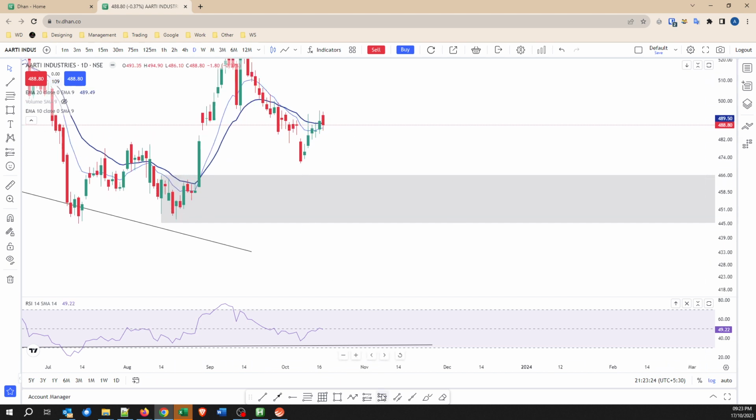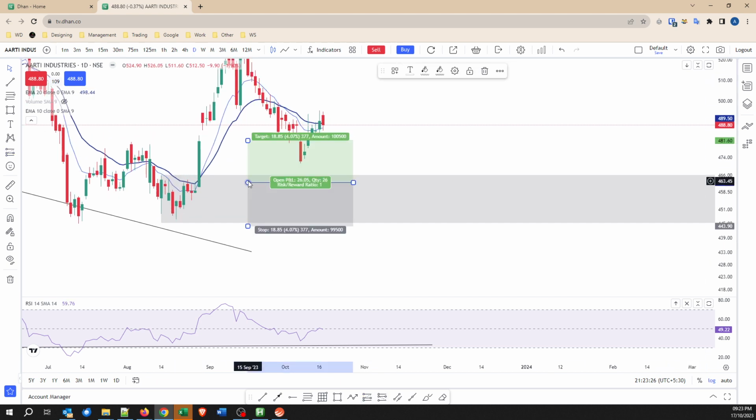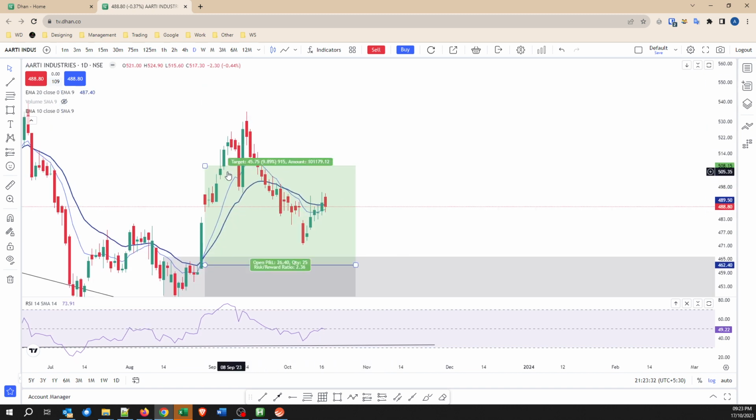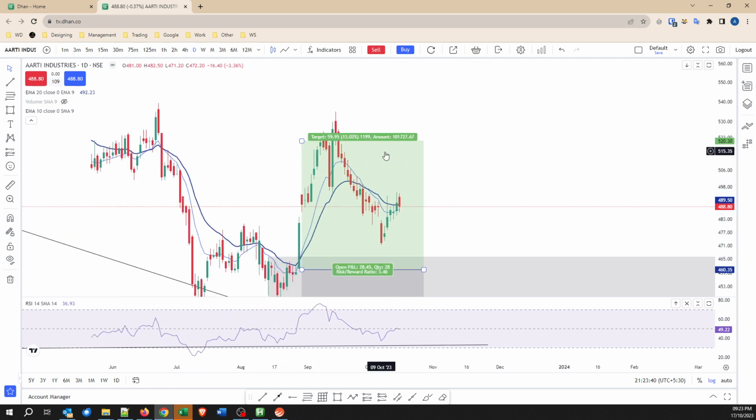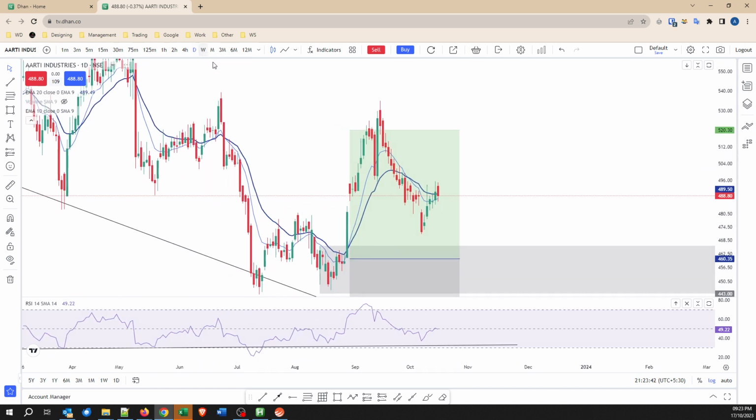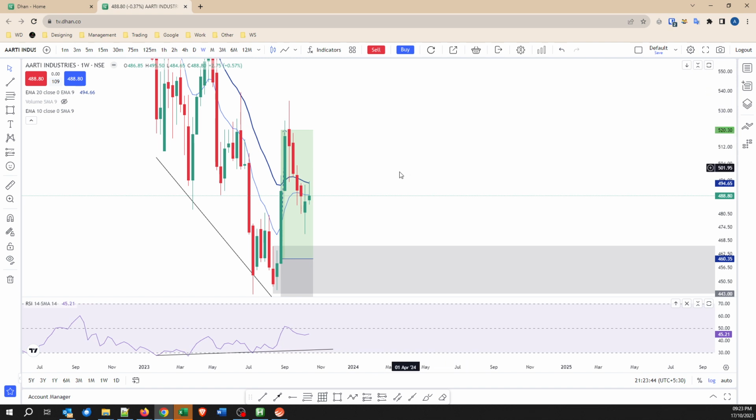So this is a good entry parameter. Again, as I mentioned, this is a good entry parameter. Just have this on your radar. And this is the initial target. This is just the initial target. We can expect a much higher move than this. So it will slowly start to consolidate and then start to move up higher.